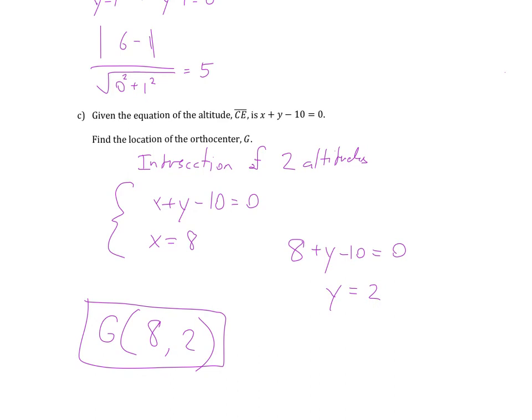The most important thing here is to recognize that if we got other equations, yes, we should get the same answer, but we don't need all three equations to find out where the orthocenter is, because we just need 2 lines to find where the intersection will be.